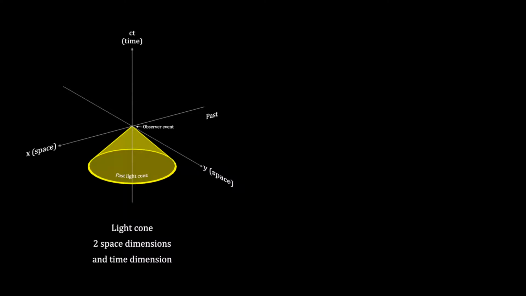Now showing the past light cone. Any light that arrives at the observer event must have travelled along a path on the surface of the past light cone. The distance of that light from the observer event is proportional to how long before the present time it was at that distance.